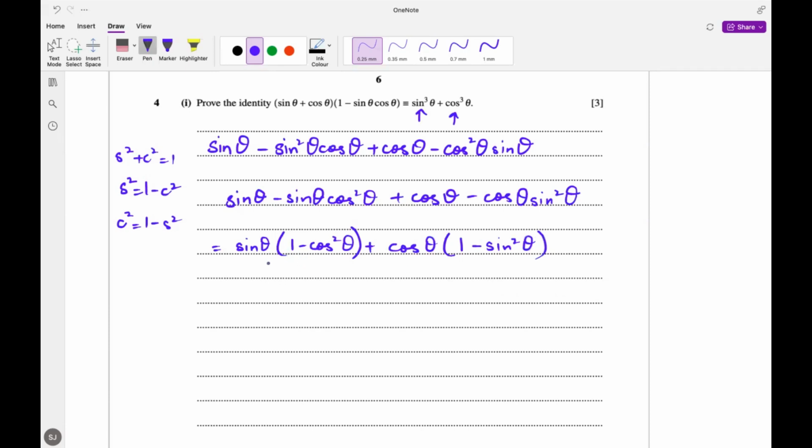Now we know that 1 minus cos squared can be written as sine squared. So this will become sine theta multiplied by sine squared theta and cos theta multiplied by, so 1 minus sine squared will become cos squared theta. So this will become sine times sine squared, which is sine cube theta, and cos theta times cos squared theta, which is cos cube theta.